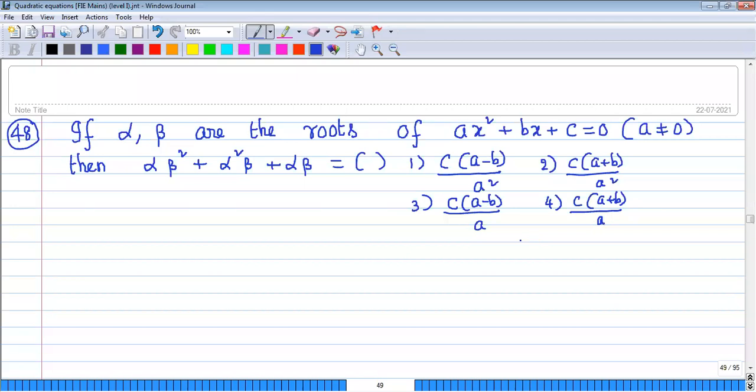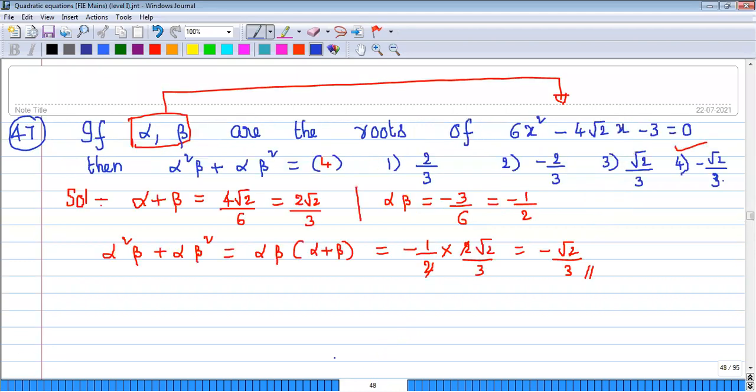So first of all, take the screenshot and try to solve this problem. Then I will come back to the question. Now option 1. Option 1. Very good.